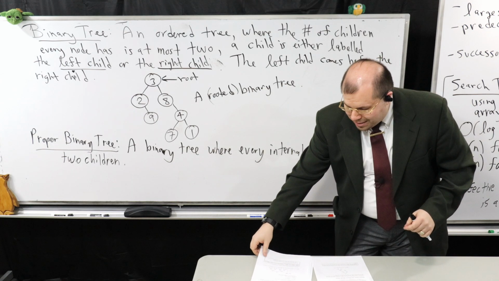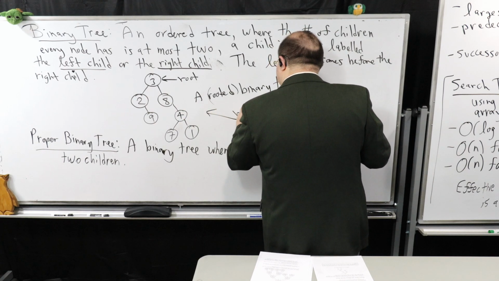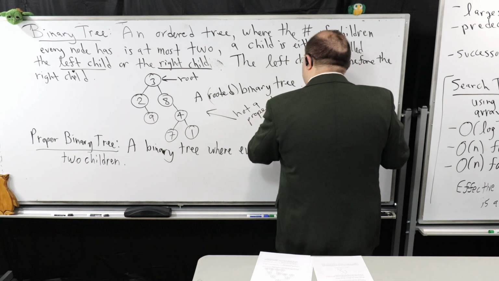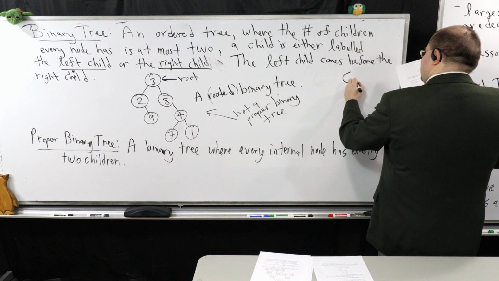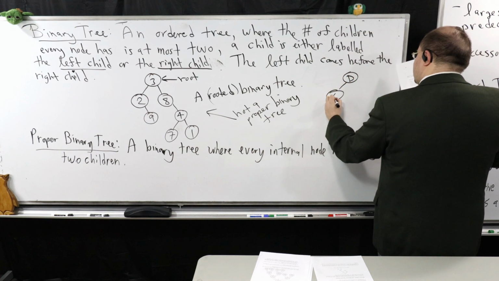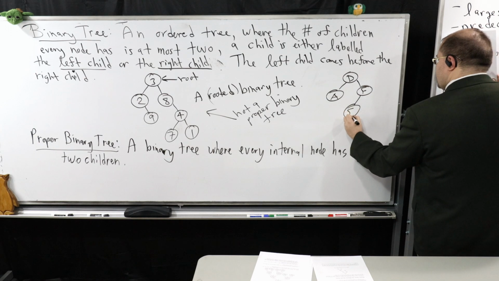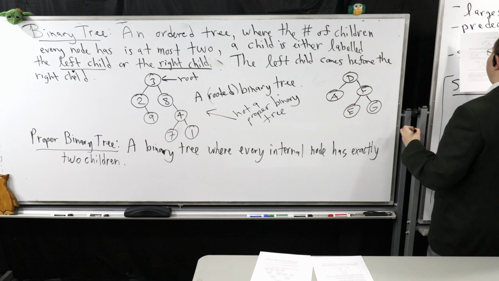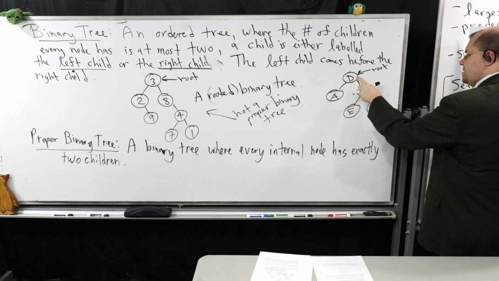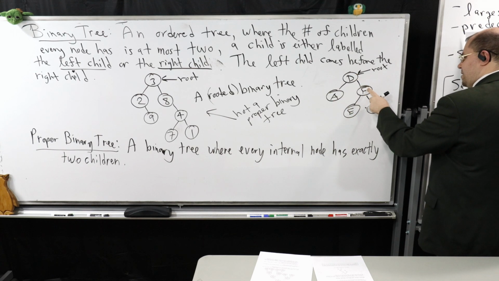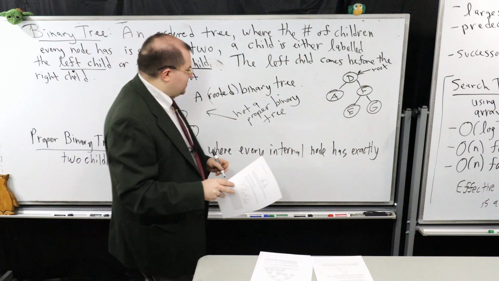Let me draw a picture of one. So, for example, this is not a proper binary tree. However, here's a picture of one that is. So here's a proper binary tree. And suppose this is the root here. Now notice if I look at any one of the internal nodes, like this one, notice it has exactly 2 children. This node has exactly 2 children. So this is a proper binary tree.